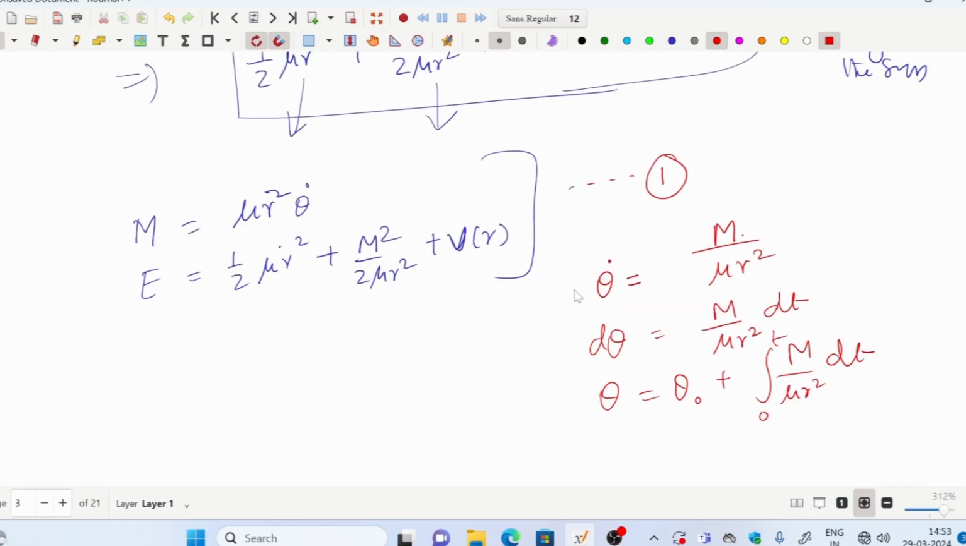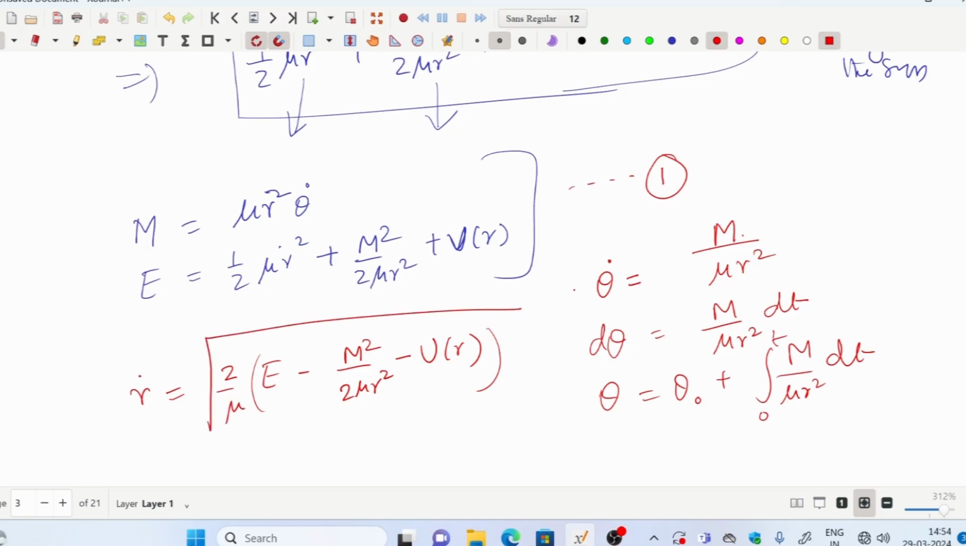Similarly, we can also write r dot. It will be the square root of 2 by mu times E minus m square over 2 mu r square minus U of r. So this will be the expression for r dot. Okay, so we will be using these two in writing the integral of motion.